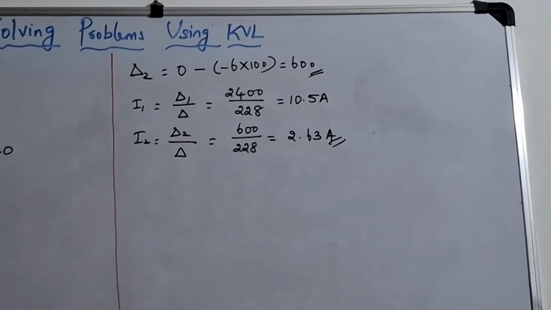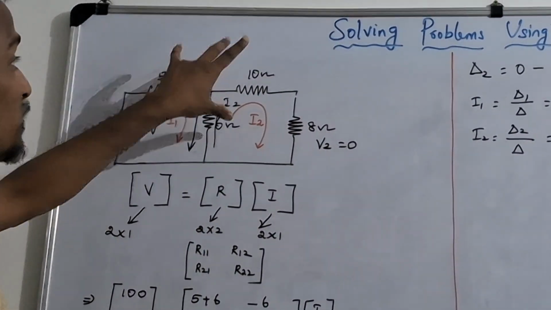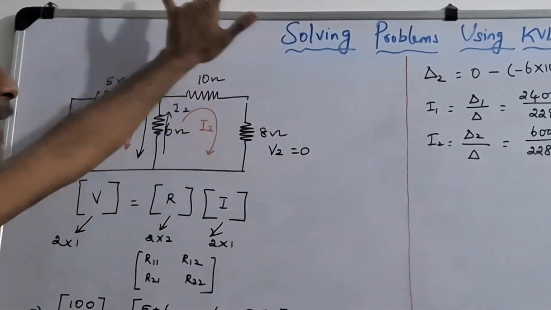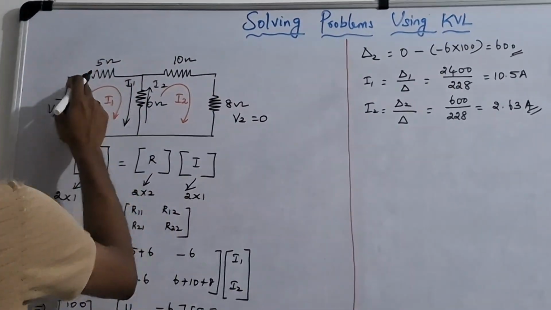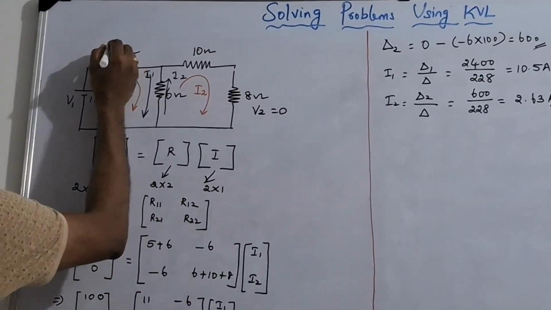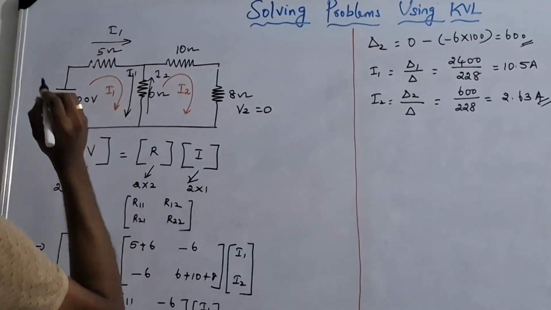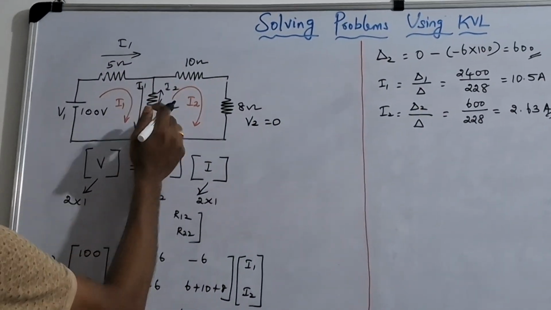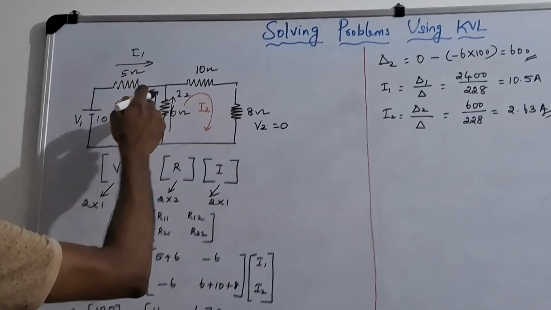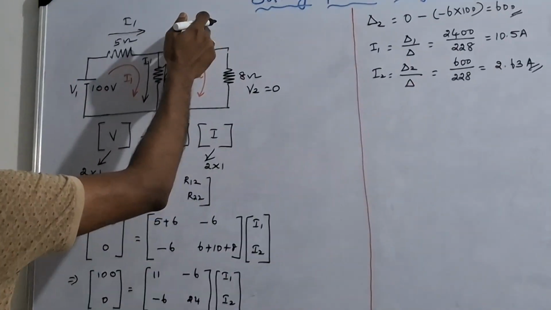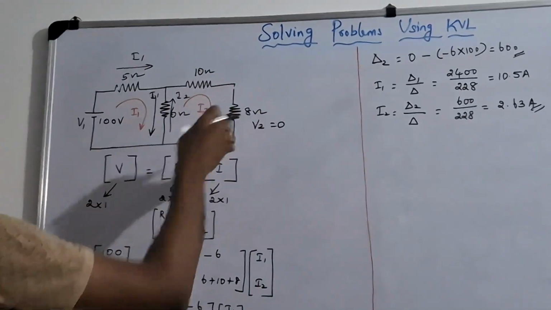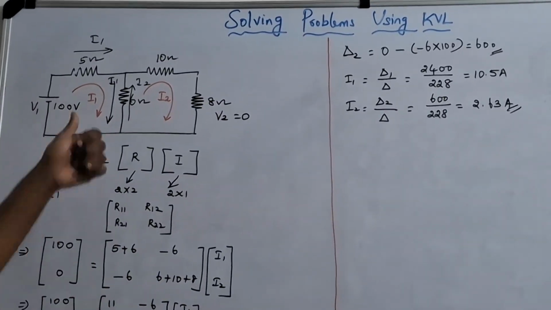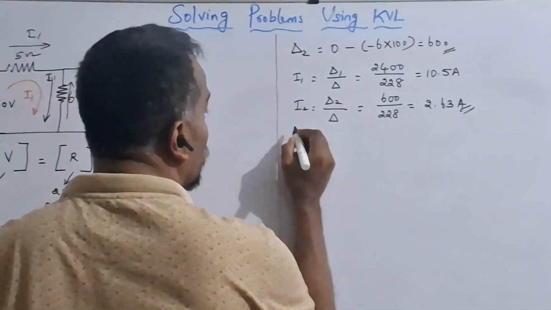So now I am going to measure the voltages. I am going to verify the Kirchhoff voltage law with this. Here in the 5 ohm resistance only the I1 current is flowing. In the 6 ohm resistance, I1 minus I2 is flowing, and in the 10 ohm the I2 current is flowing, and the 8 ohm also carries the I2 current. So from this, I am going to calculate all the values.